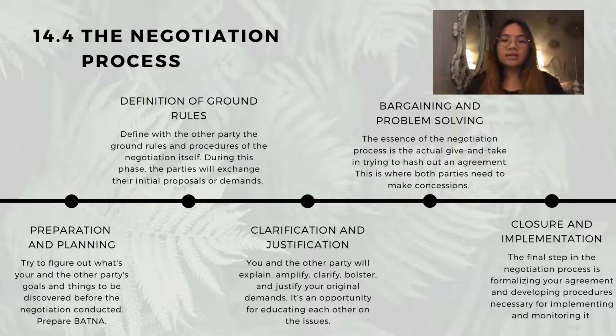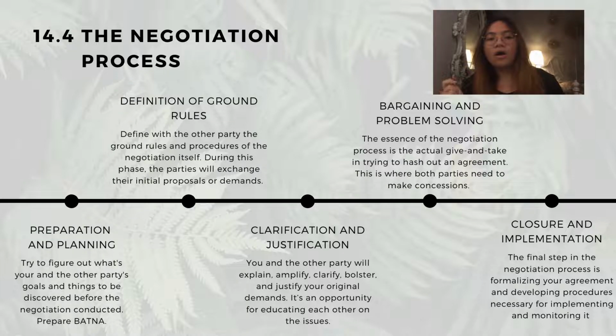And the next step is bargaining and problem solving. The essence of the negotiating process is the actual give and take in trying to hash out an agreement. This step is where both parties need to make concessions. And the last step is closure and implementation, where the negotiation process is about formalizing your agreement. For major negotiations, from labor-management negotiations to bargaining over lease terms, this requires hammering out the specifics in a formal contract, or in other cases, it's like a handshake.